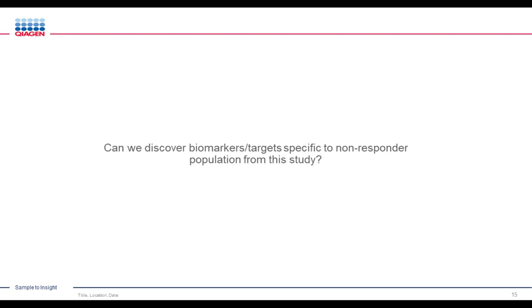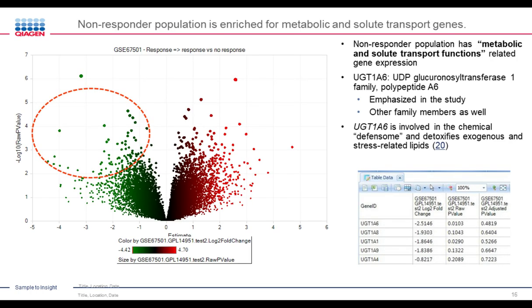So now let's see if we can focus on the non-responder population. Again, if we look at the volcano plot, this volcano plot is a comparison of responder versus non-responders. So if you focus on the upper left corner of the screen, then you'll see genes that are upregulated in responder and significant.